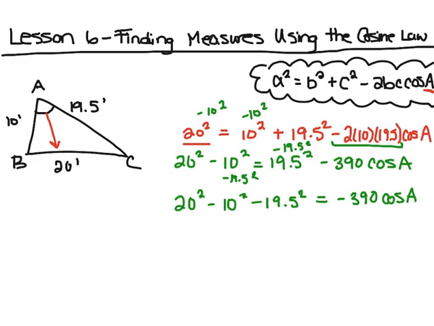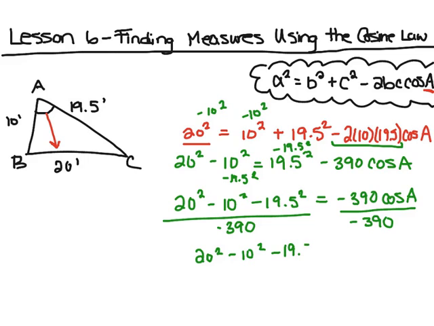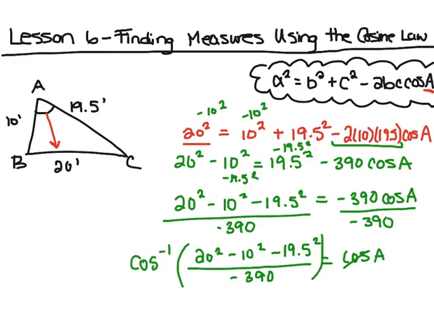Now we are multiplying 390 by cos of A, so we are going to divide by negative 390 to move it to the other side. So we're left with 20 squared minus 10 squared minus 19.5 squared divided by negative 390. And because it's cos of A, to get the cos to the other side, we need to do cos to the negative 1. And remember, when we find an angle measure, we're always going to use cos to the negative 1. So now we're going to type this into your calculator.